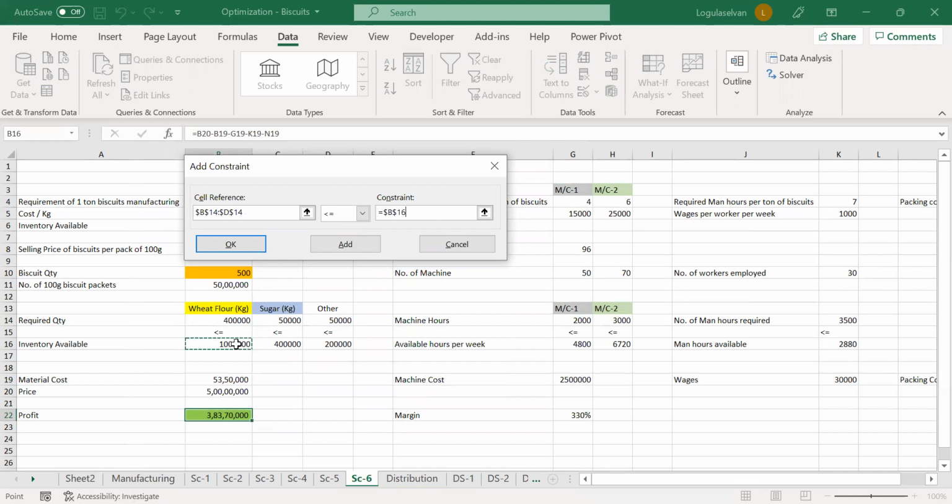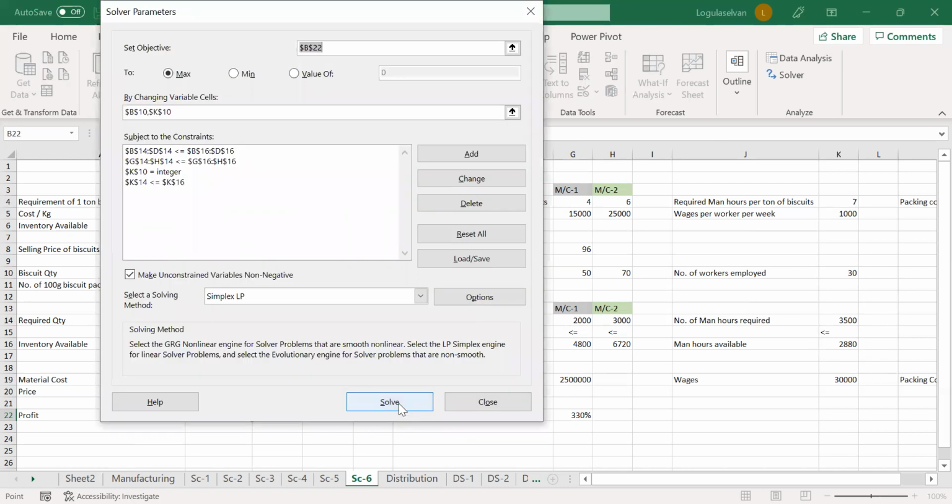this value should be less than the inventory available. That's the first constraint. Then machine hours should be less than or equal to the machine hours available. And the third one is the man hours should be less than or equal to man hours available. Then the number of workers employed is an integer. It can't be any decimal value. So we are adding that also as a constraint.